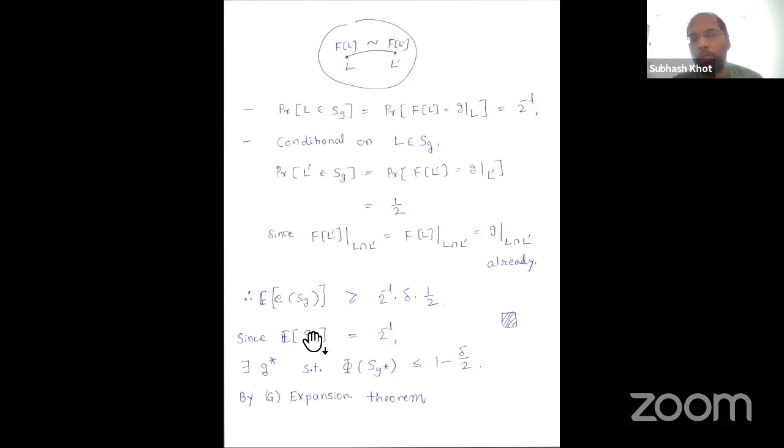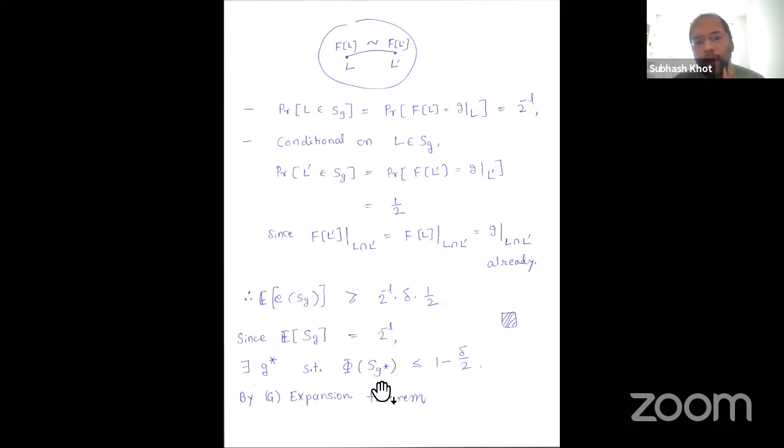So this is a set S sub G whose size is 2 to the minus L, and the fraction of edges inside is 2 to the minus L times delta over 2. This means that its expansion is at most 1 minus delta over 2. Because it has lots of edges inside, its expansion is bounded away from 1. This happened in the expected sense, but I can certainly say that there is some choice of G, call it G star, such that the expansion of the set S sub G star is bounded away from 1. Yeah, I hope this was clear. It's really simple.